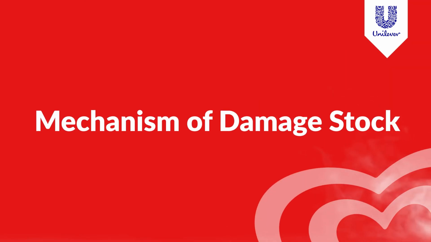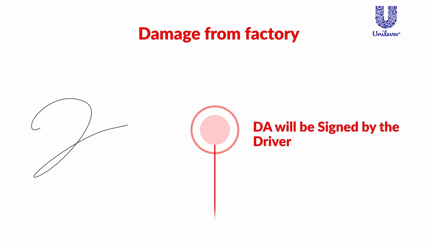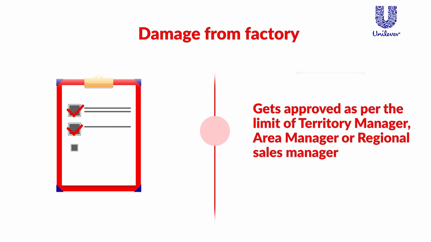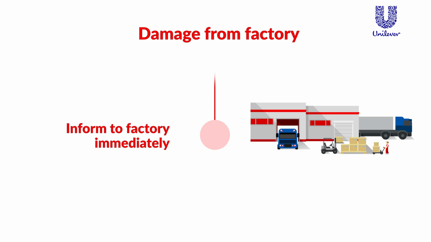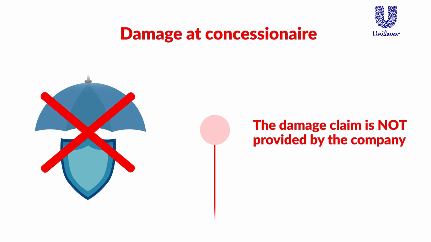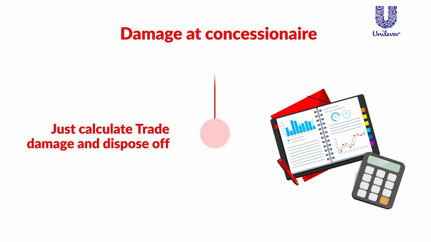Mechanism of damaged stock. Damage from factory: DA will be signed by the driver. DA will be attached with the concessionaire claim. It gets approved as per the limit of territory manager, area manager, or regional sales manager, and is informed to factory immediately. Damage at concessionaire: the damage claim is not provided by the company. Just calculate trade damage and dispose of.